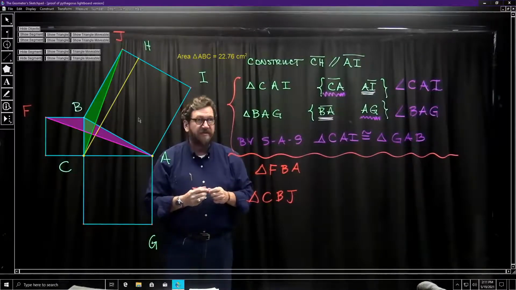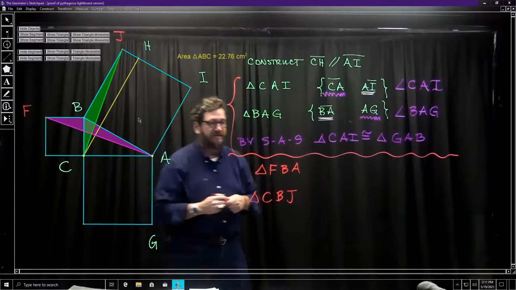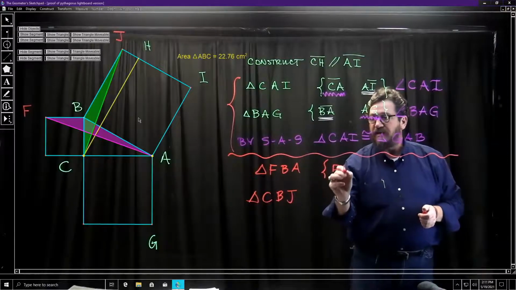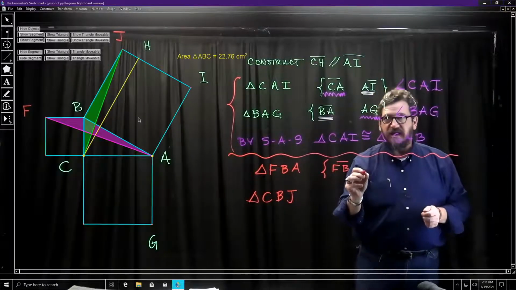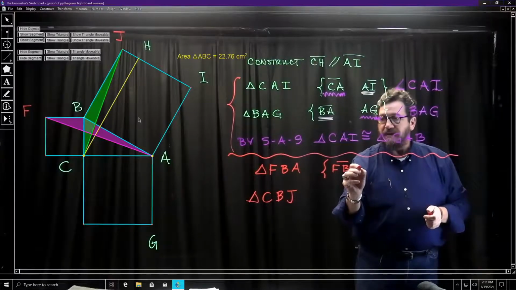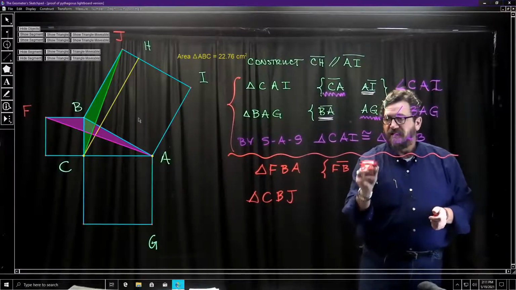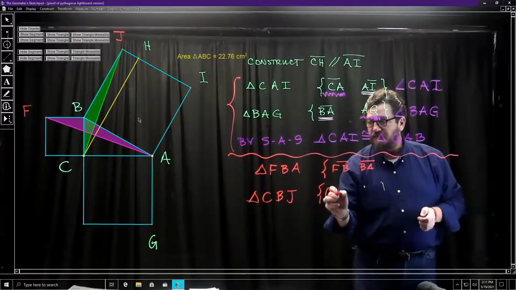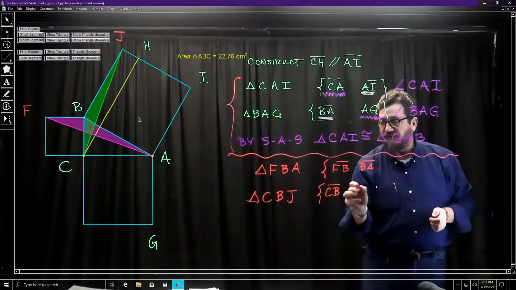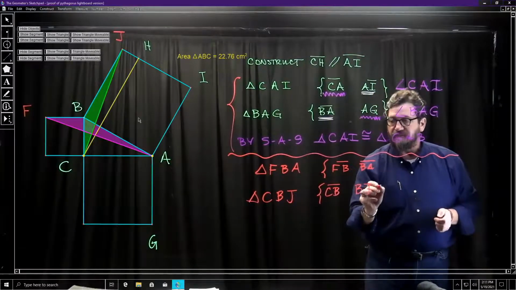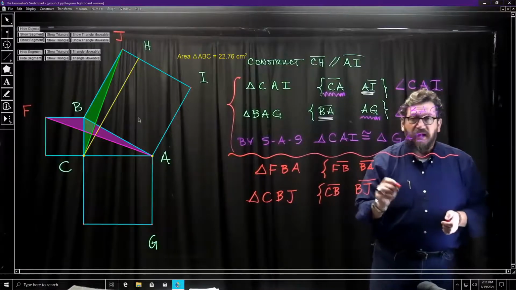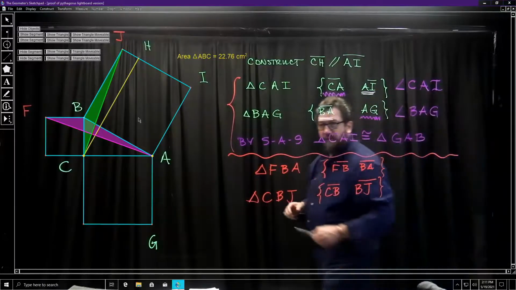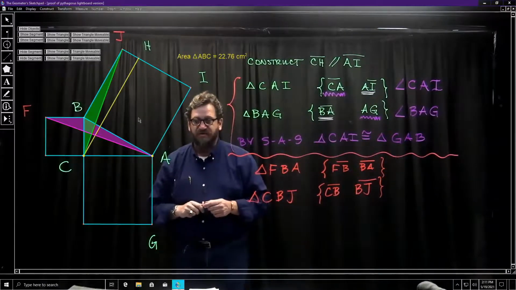Just as we did previously, I now want to look at the pieces of these triangles. So, I know I have a segment FB, and I have a segment from B to A. For this triangle down here, I'm going to have a segment from C to B, and I have a segment from B down to J. And we're going to likewise get some bits of information about angles in just a moment. But let's take a look at our triangles first.